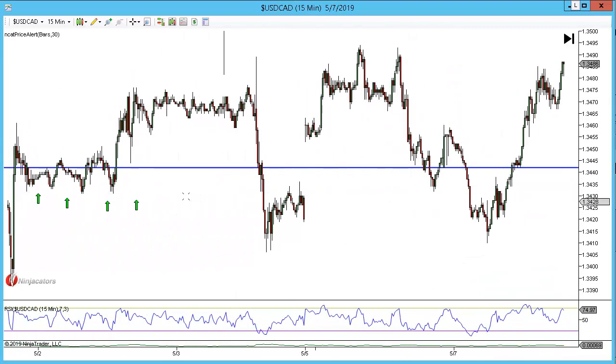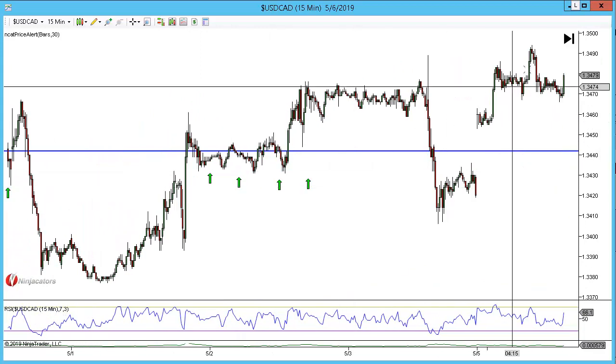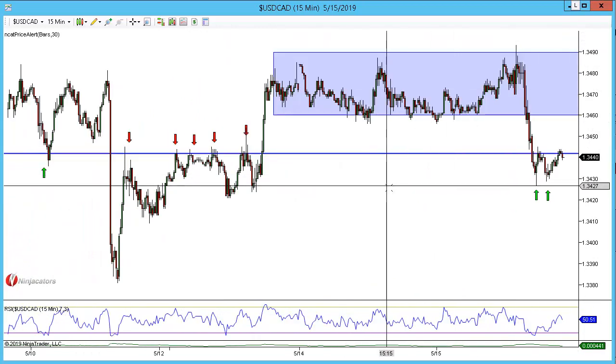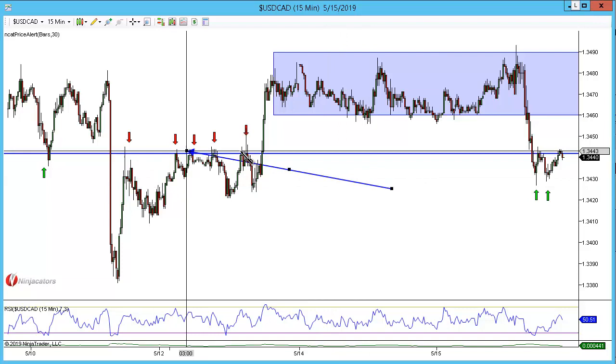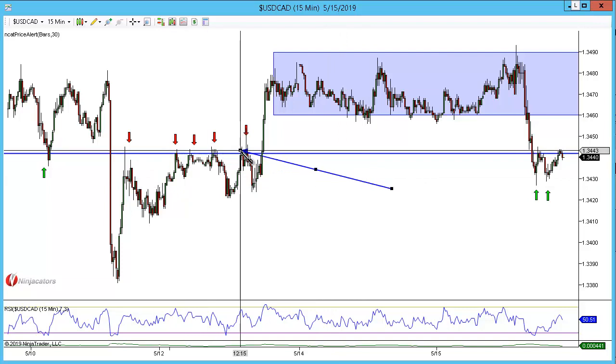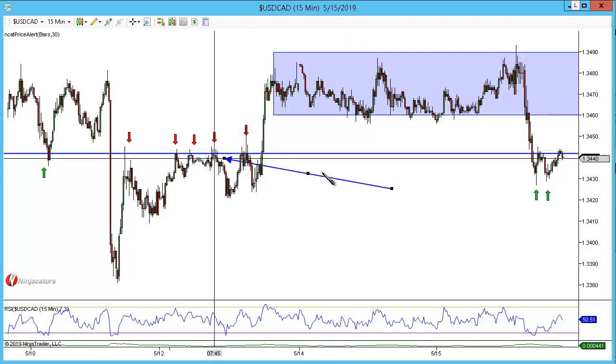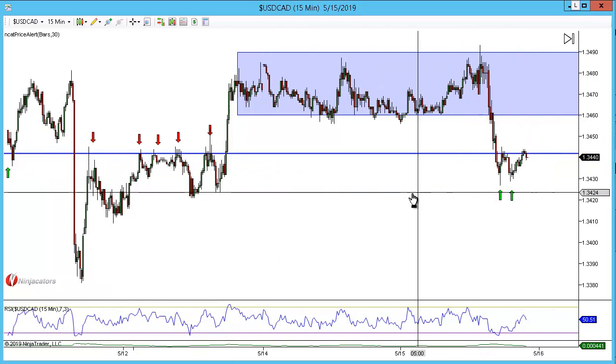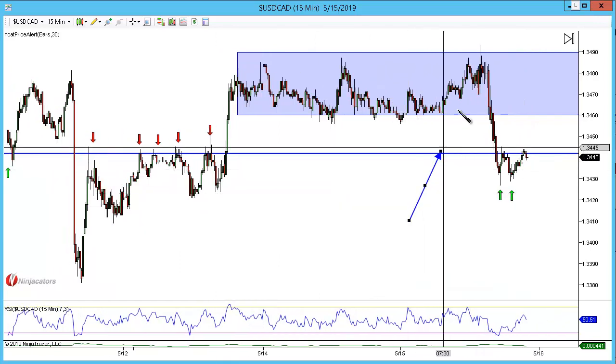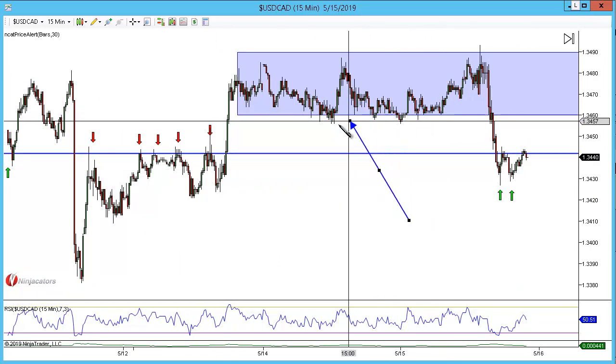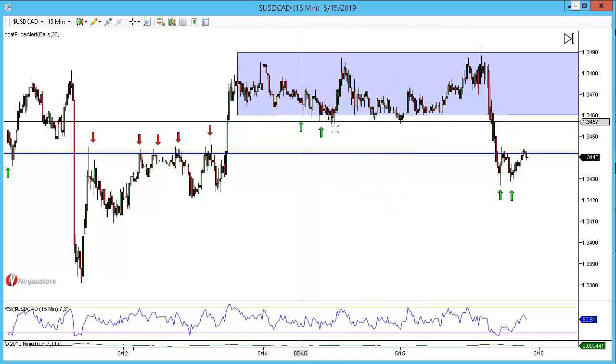Go a bit further, a bit further. Okay, so plenty of areas there, and this is recent structure as well. Recent structure is always going to be more powerful than historical structure. So if we're reading pure price action, we've just violated a major level of structure.